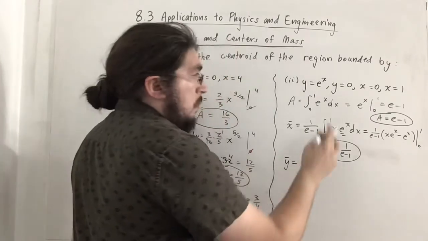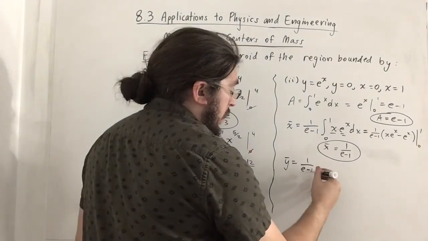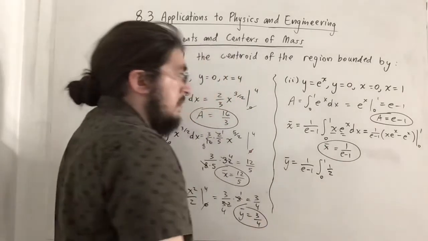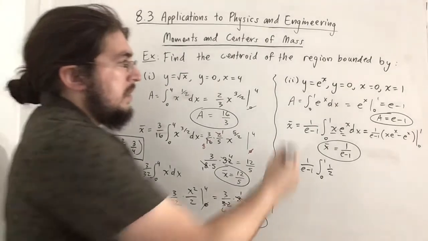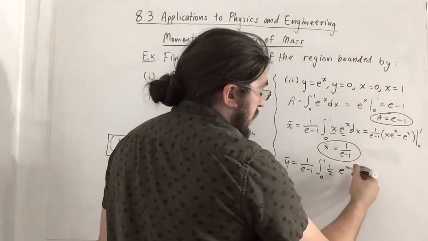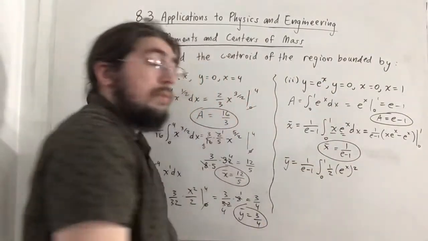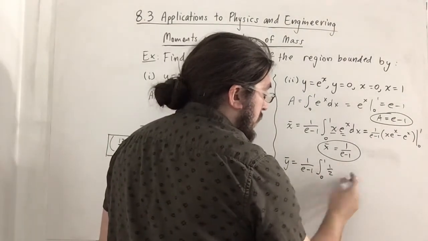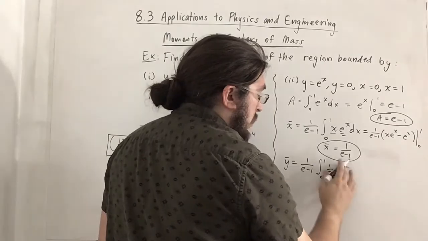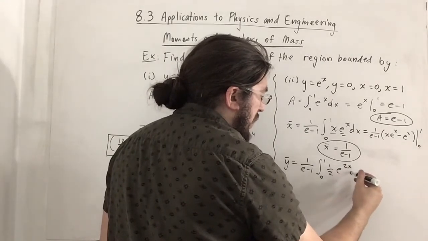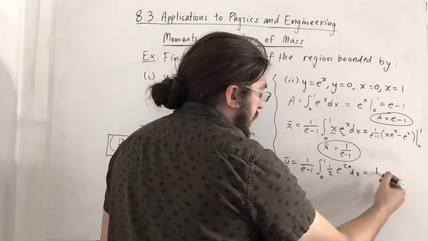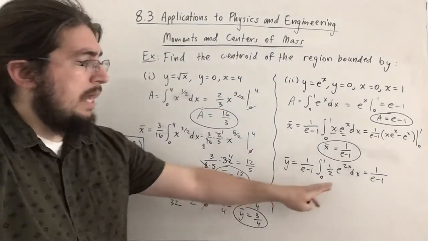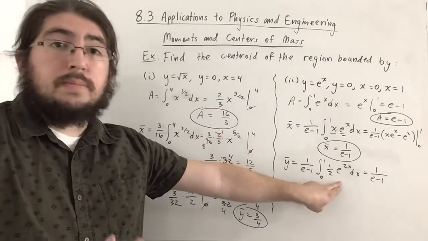And y bar again is 1 over the area, so 1 over e minus 1, of the integral between the same limits of 1/2 times the function squared. Now the function is e to the x. If you square e to the x, that's just multiplying its power by 2. So that's really just e to the 2x. And notice 1/2 is a constant. You can pull it out if you'd like, but I'll leave it in. That's okay. So what we're left with is 1 over e minus 1 times 1/2 times the antiderivative of e to the 2x, which can be done right away.